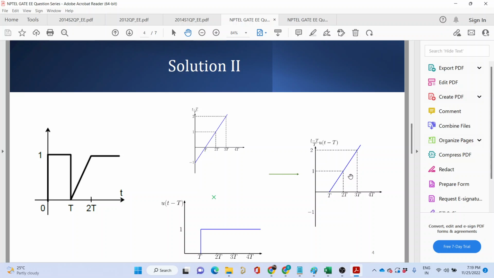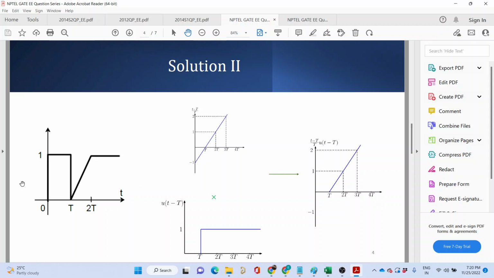You agree with me on this point? Yes, sir. Okay, so what is our objective now? We want this line to be straight after 2t, right? After 2t, you don't want it to be rising. You want it to be straight and you want the magnitude to be 1 and remain at 1 from 2t to infinity, right? Correct?